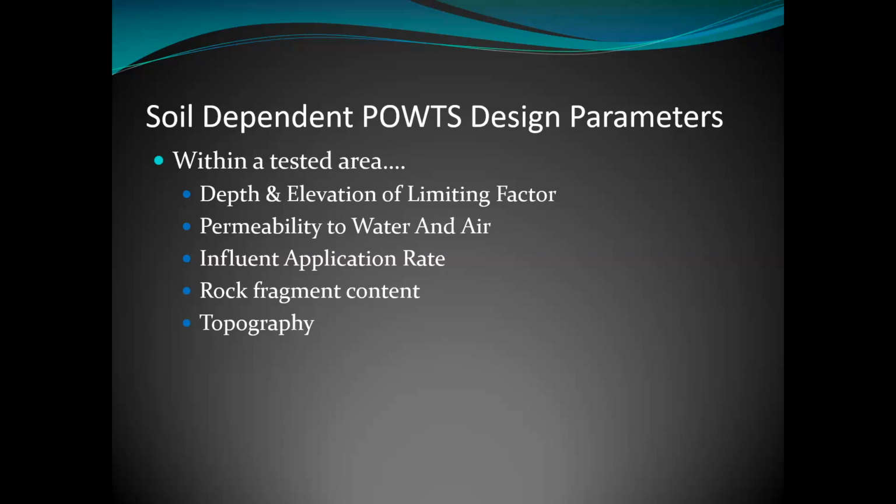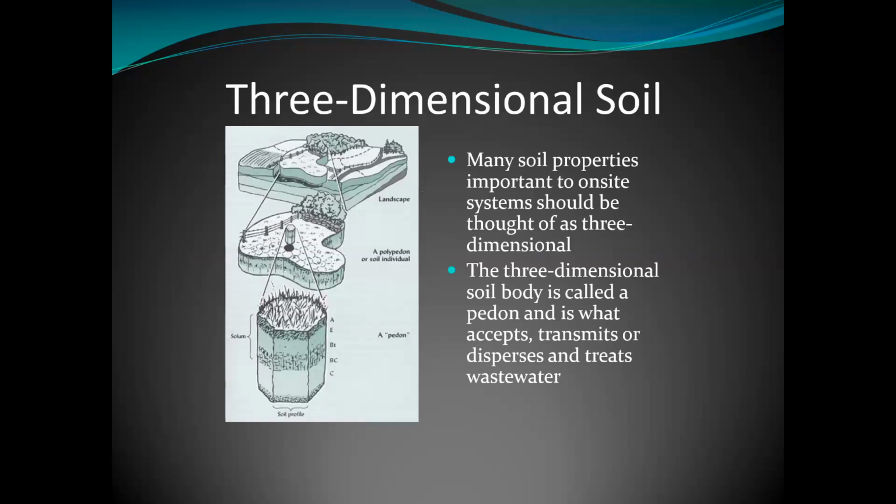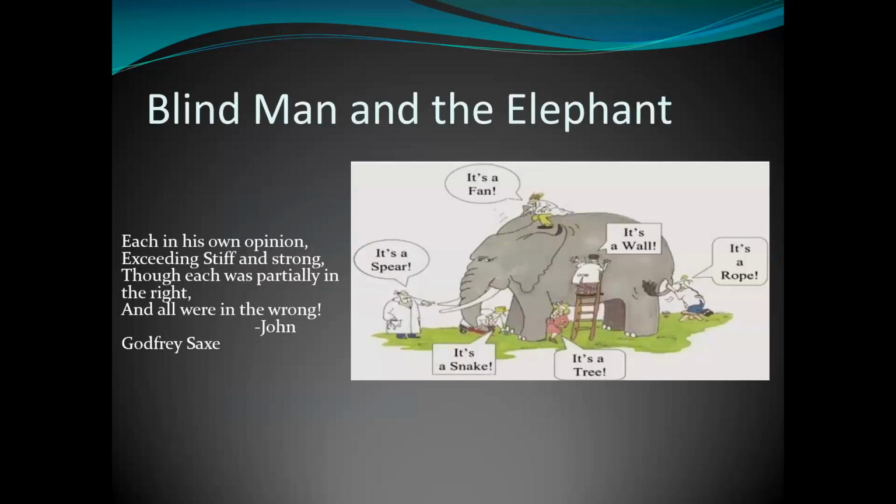And topography: what the lay of the land is, the slope. We want to make sure that we're putting it in a good location so that we're getting good drainage, not receiving input waters, things like that. So, as a three-dimensional soil, we're looking at that profile as a piece out there, and we're trying to extrapolate that out to the whole site. The important thing to remember is that we're only looking at one little slice, whether it's a pit or an auger boring.